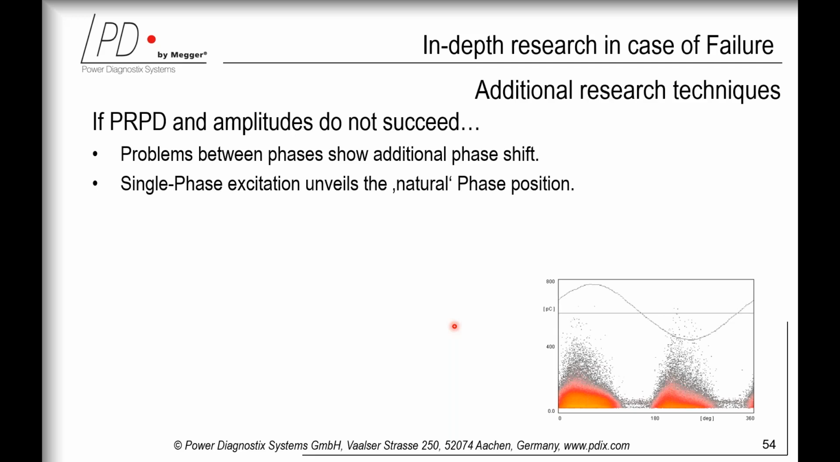On the other hand, if the problem occurs between two phases, the phase position will change with a single phase excitation. So here you see that the sine is slightly in a different position. And just in case, this was a problem between an HV winding and a tertiary.